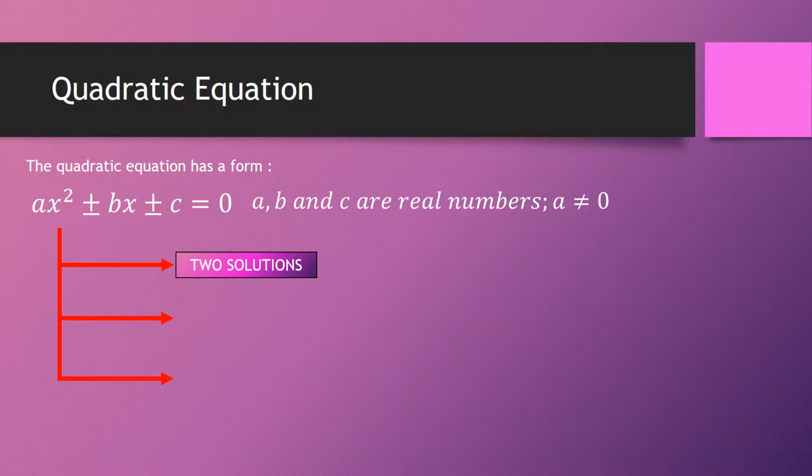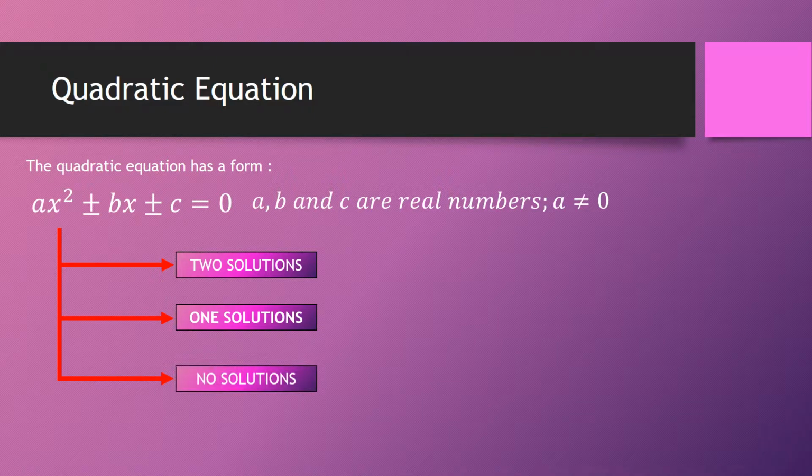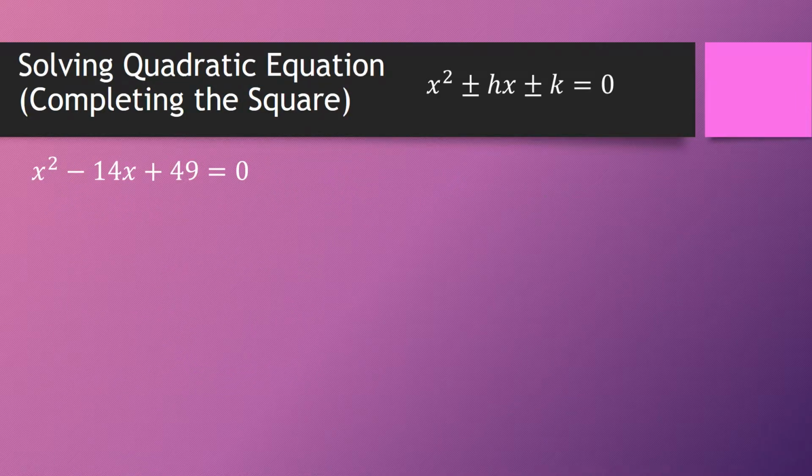When you have a quadratic equation, you can have three different situations. Maybe you have two solutions, or you have one solution, or maybe you don't have a solution. And that is very important. Not every quadratic equation has two solutions. Maybe you have two solutions, one solution, or no solution.